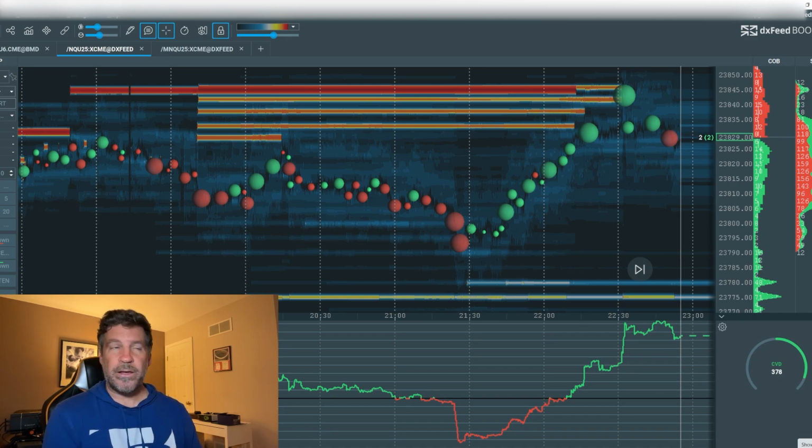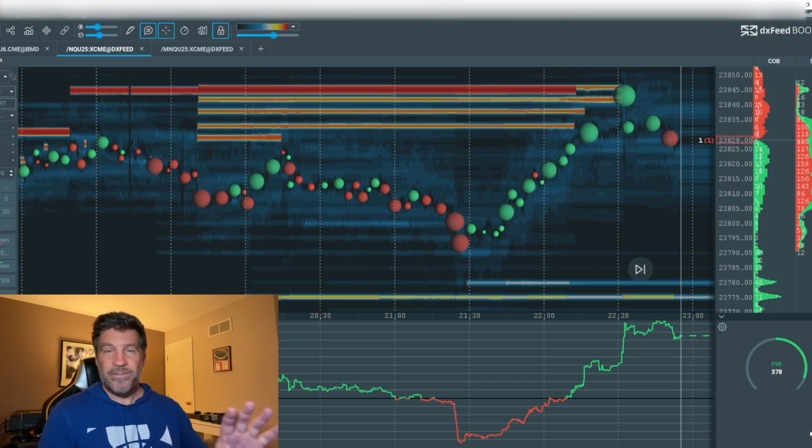All right, here's how I use Bookmap. And for me, this is extremely powerful. I wanted to do this video tonight because there's a very specific thing happening right now in the markets that I wanted to point out that I don't think a lot of traders can easily identify. So you're going to want to pay close attention here.